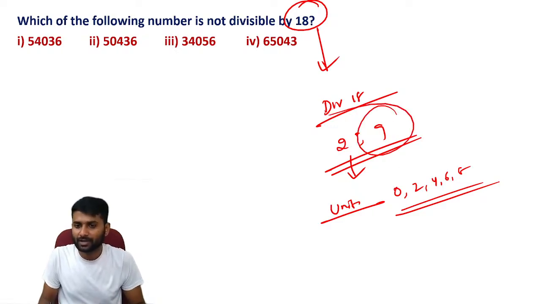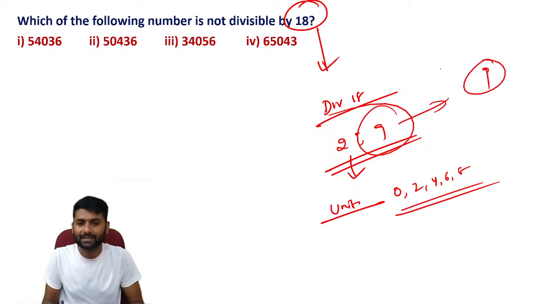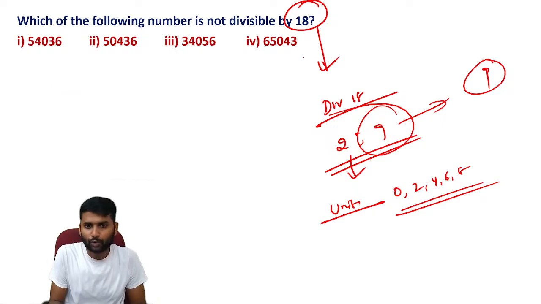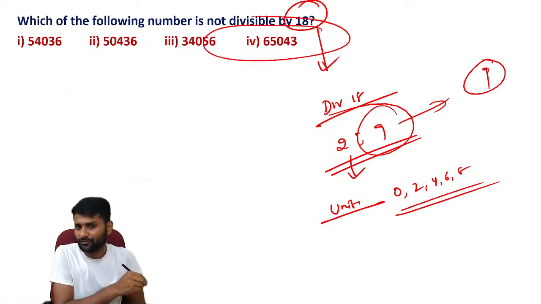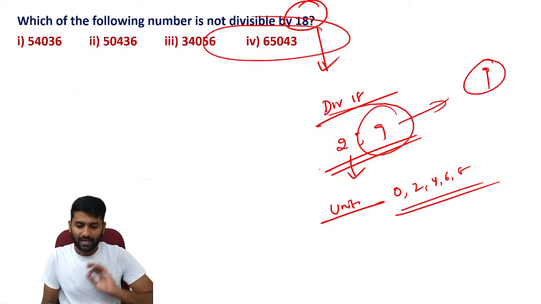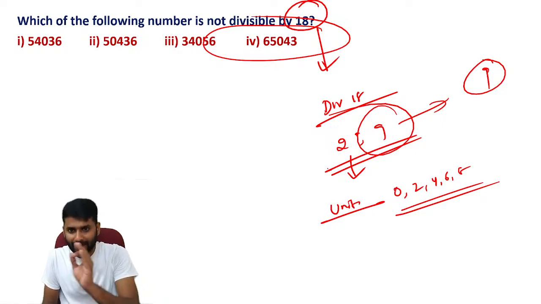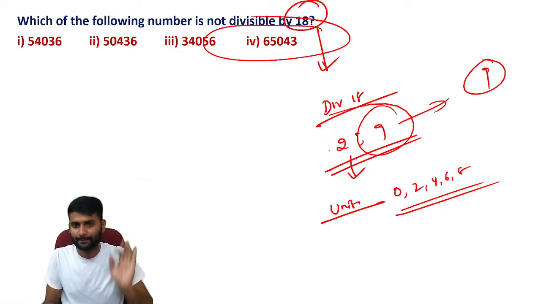Here the divisibility property of 9. The divisibility property of 9 is all about the sum of all the digits. If the sum of all the digits is divisible by 9, then the entire number is divisible by 9. If you go through the options, guys, 65,043 is not divisible by 2. If any number is divisible by 2 and 9, then only it is divisible by 18.